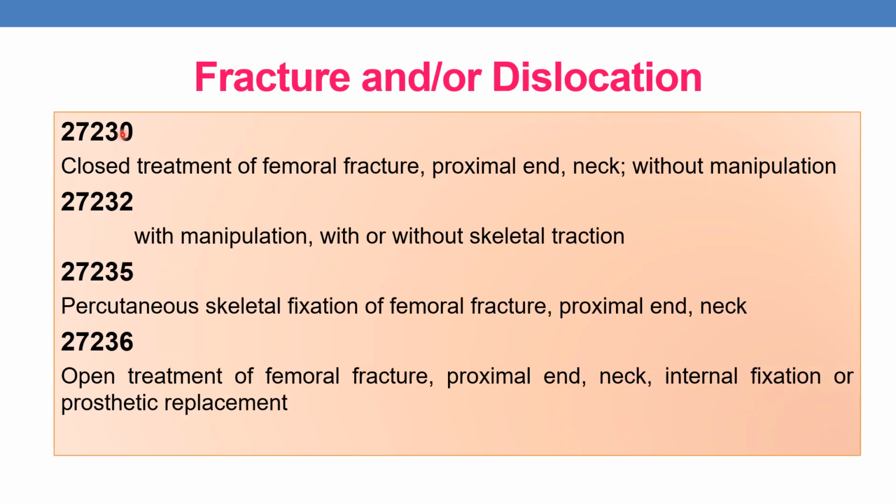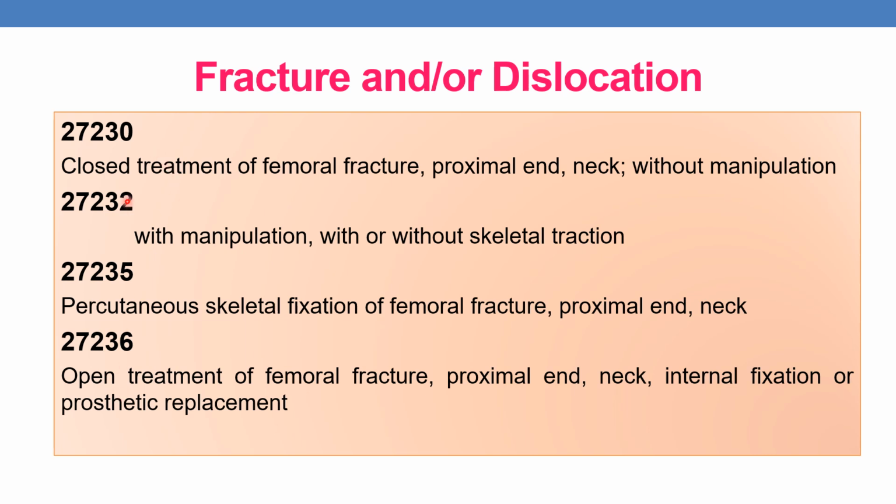The next is 27230. It deals with closed treatment of femoral fracture, proximal end, neck, without manipulation. And if it is done with manipulation, with or without skeletal traction, the CPT is 27232. The next is 27235. It deals with percutaneous skeletal fixation of femoral fracture, proximal end, neck. The next is 27236. It deals with open treatment of femoral fracture, proximal end, neck, internal fixation or prosthetic replacement.